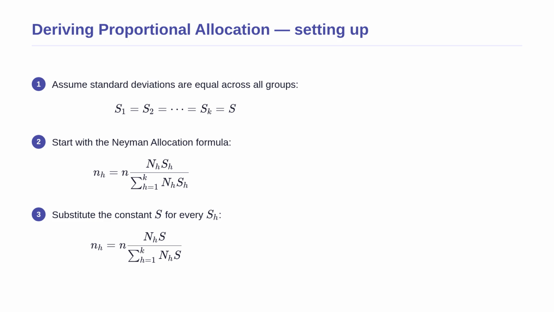We then substitute this constant S into the formula, replacing every individual S sub h. By doing this, we can see that the constant S now appears in every single term in both the top and the bottom of the fraction. This sets us up for a beautiful algebraic simplification in the next step.